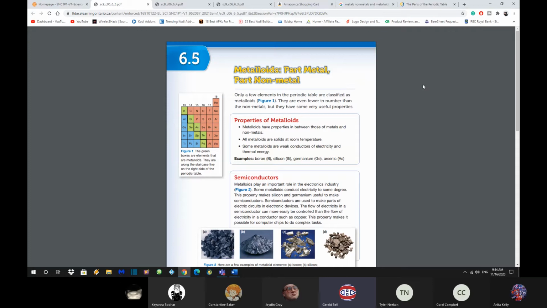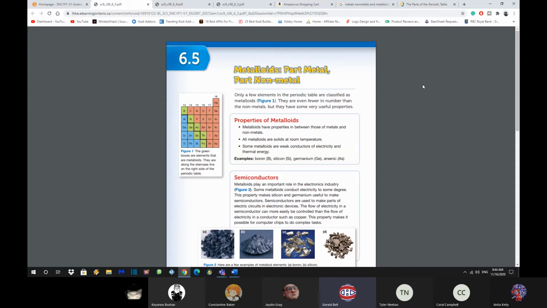Properties of metalloids. Metalloids have properties in between those of metals and nonmetals. All metalloids are solid at room temperature. Some metalloids are weak conductors of electricity and thermal energy. Examples are boron, silicon, germanium, and arsenic.